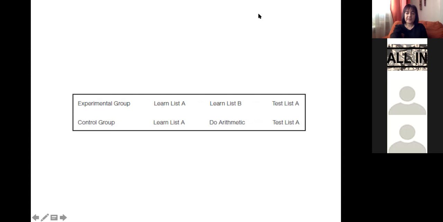So there is a comment in the chat. Okay, yes, they can do something else, but reading would not be a good idea, because in reading, again, you are exposed to words. Usually another task is chosen that is not similar to the task that is used in the experimental group.